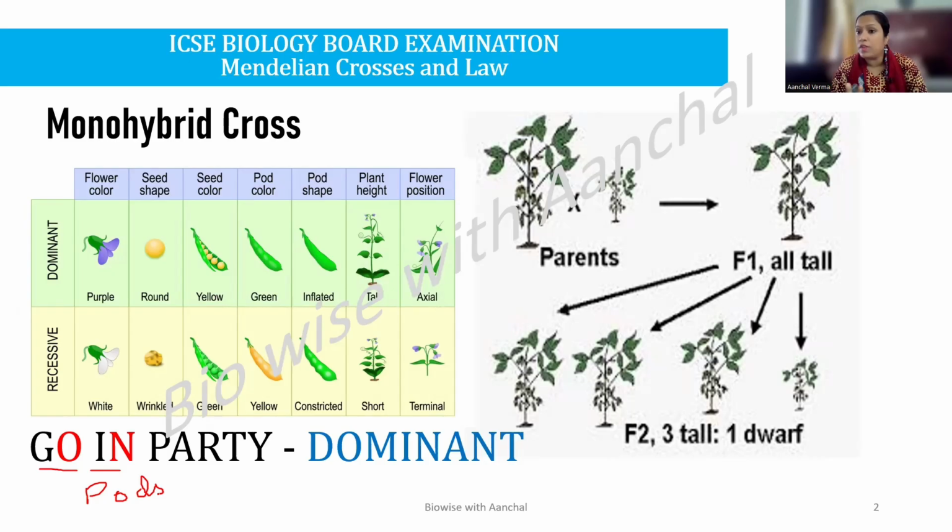So here is a point of confusion. "Go in" is for the pod, and green pod is a dominant trait. Pod shape is inflated or constricted. Plant height is tall or short, and flower position is axial or terminal. Axial means at the axillary bud, in between the branches, and terminal is on the top of the plant. So that is what the position of flower is all about.